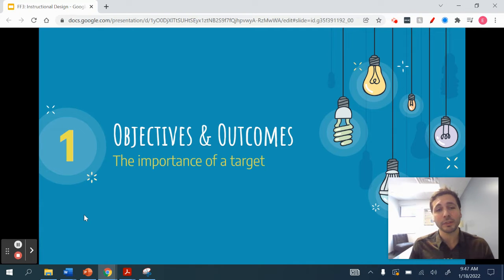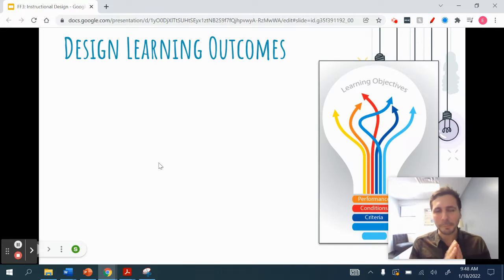First, it cannot be overstated how important it is to have objectives and outcomes on a daily basis, both within your own lesson and over the course of an entire unit or even the entire year. If you don't know what you're shooting for, it is unlikely that students are going to get there. So let's get to it.